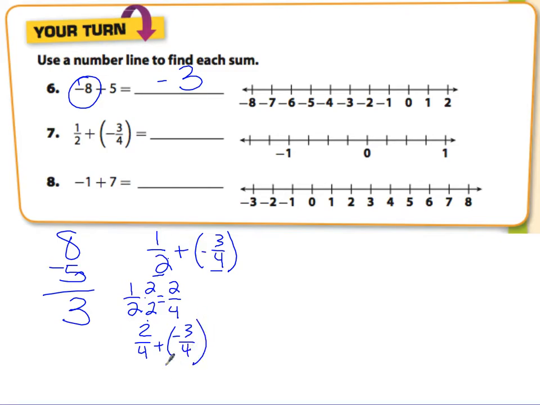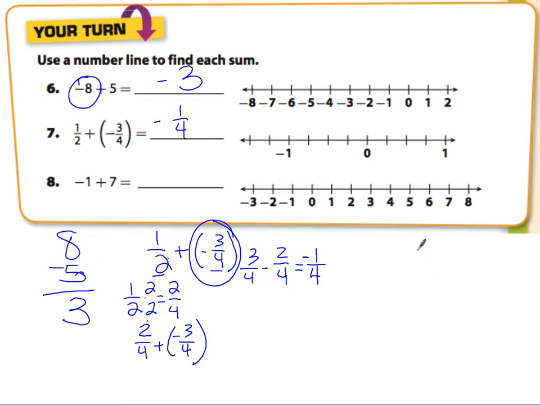Well, my signs are different, so I know I have to subtract. So I do 3/4 minus 2/4. My denominators are the same, so I can subtract. 3 minus 2 is 1. My denominator stays the same, but 3/4 has the larger absolute value. It's further away from 0, so my answer in this case is negative 1/4.